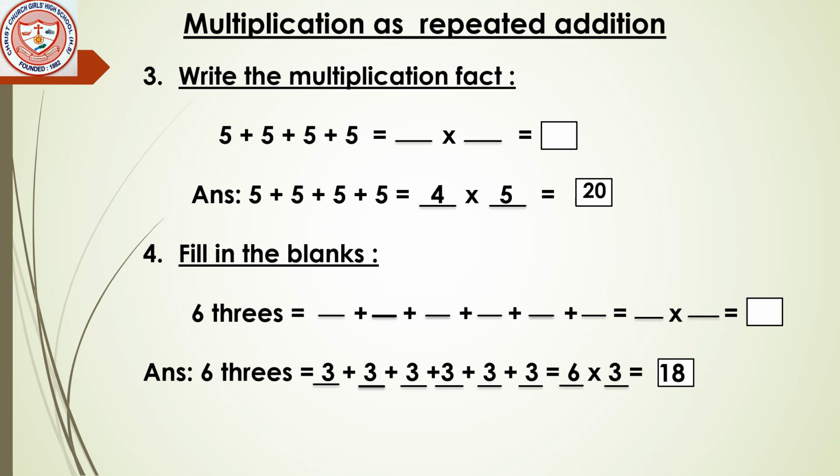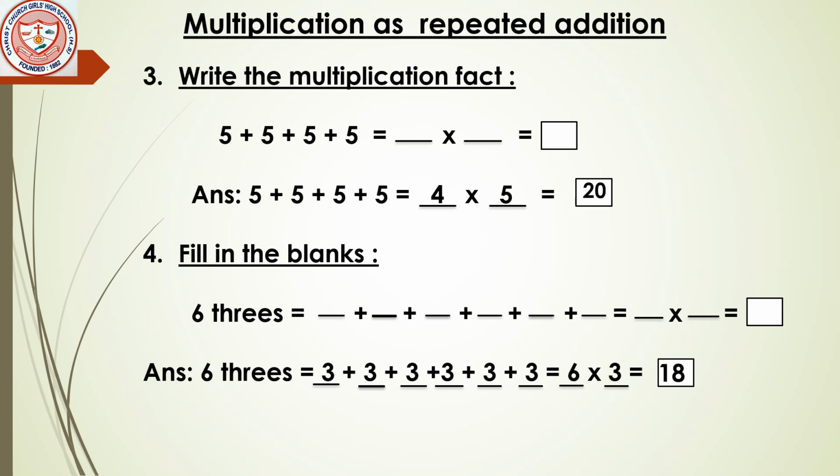First, count. How many 5s are written here? 1, 2, 3, 4. So, it means 4 5s, isn't it? It means 4 5s. And we will write like this: 4 into 5. So, 5 plus 5 plus 5 plus 5 is equal to 20. And 4 into 5 is equal to 20. Isn't it?